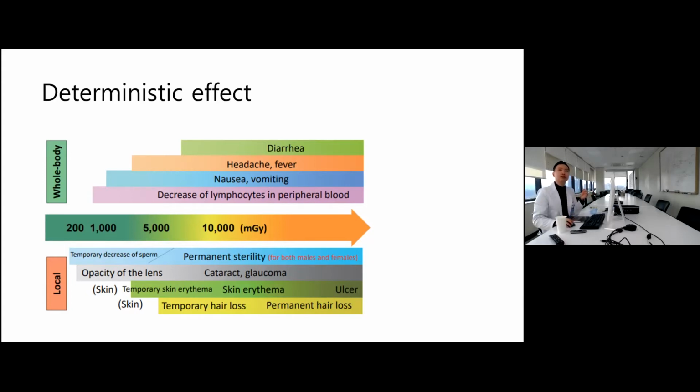From here, as you can see, the testis is very sensitive, and even low dose radiation at 100 to 150 milligray can temporarily decrease the number of sperm, and it may cause a transient sterility. Bone marrow, which contains hematopoietic cells, is also highly sensitive to radiation, and it can decrease even with low radiation like 1,000 milligray.